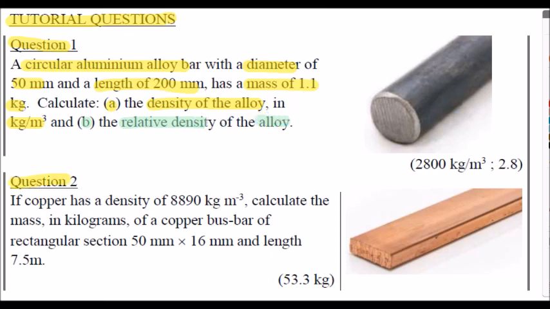Question 2. If copper has a density of 8,890 kilograms per metre cubed, we've got to calculate the mass in kilograms of a copper bus bar of rectangular section 50 millimeters by 60 millimeters by a length of 7.5 meters. The answers are shown in the brackets on the right hand side. I would encourage you to stop the presentation and attempt these questions, but the full solutions are shown on the following slides.